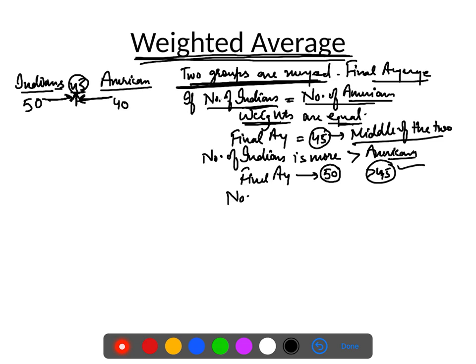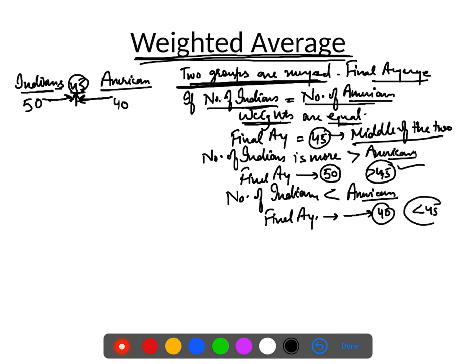And if the number of Indians is smaller as compared to the number of Americans, that means the pan of Americans has a bigger weight, so the needle, or the final average, will shift towards 40, towards that pan. That means it will become less than 45. So from 45, it will go towards 40, so it will become like 41, 42, 43, any such number. So that's the concept here. Same weights, same number of people on both sides, the average will be the exact midpoint, otherwise it will shift towards the heavier pan.